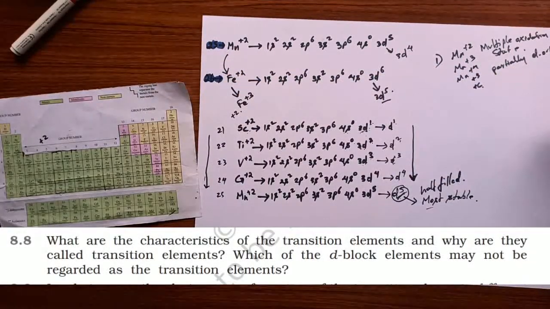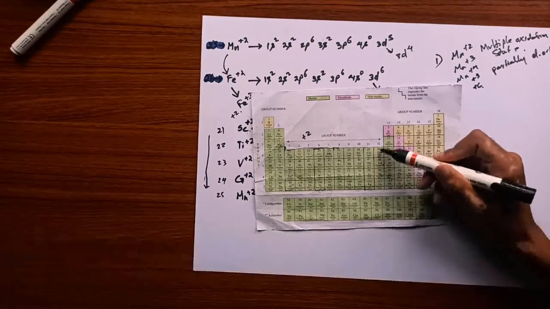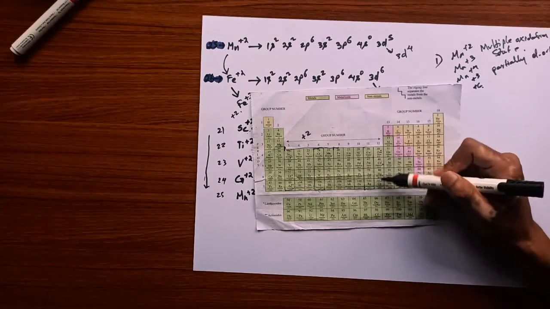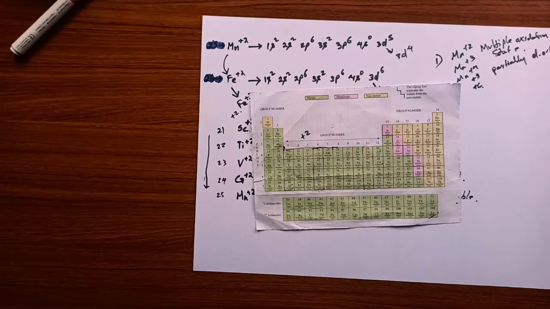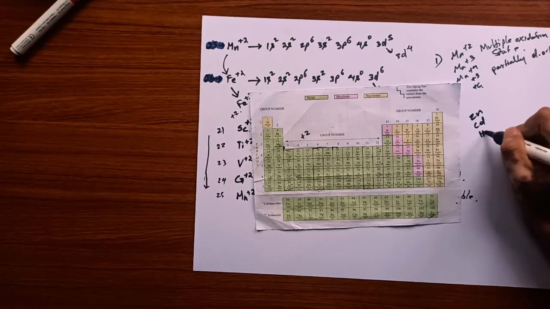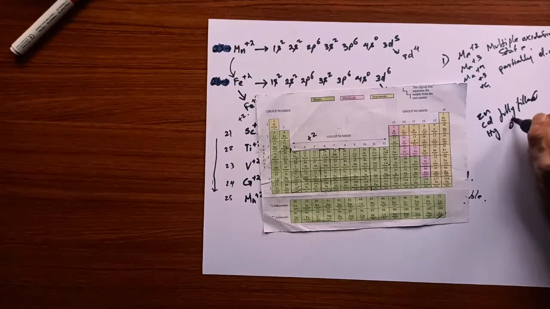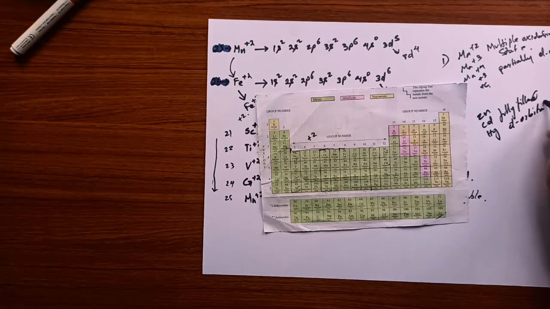And which of the d block elements may not be regarded as transition elements? We discussed zinc, cadmium, mercury, the group 12 right here. This group is not considered as transition elements. The reason is that if you draw the electronic configuration, you will see all of them have fully filled d orbitals. So zinc, cadmium, mercury have fully filled d orbitals. They don't have partially filled. That is why they are not regarded as transition elements, though they are in the d block.